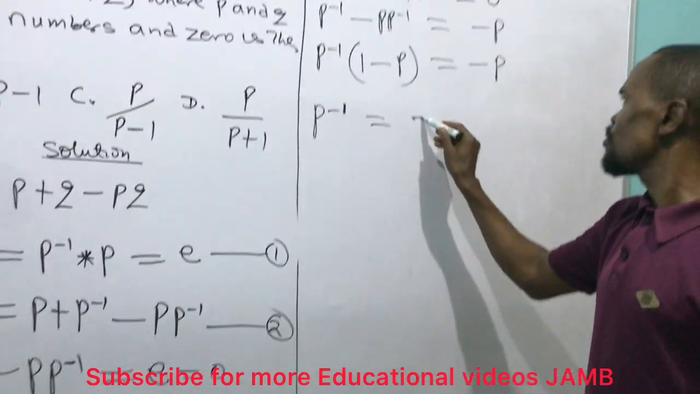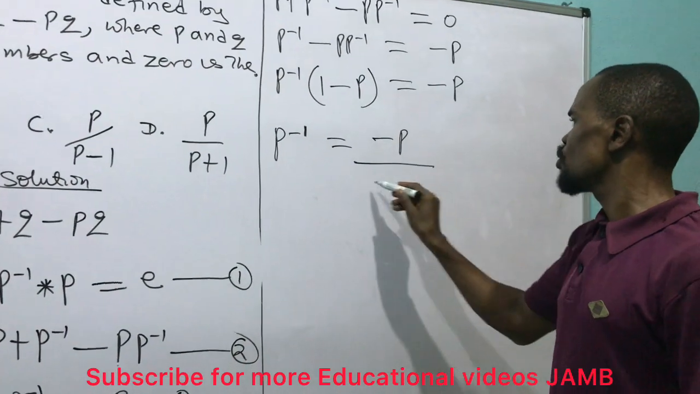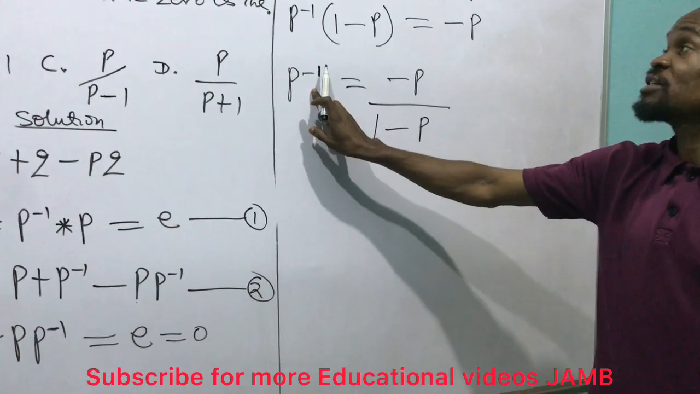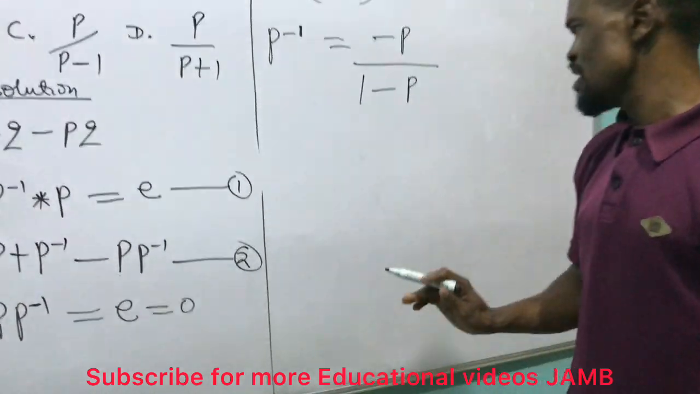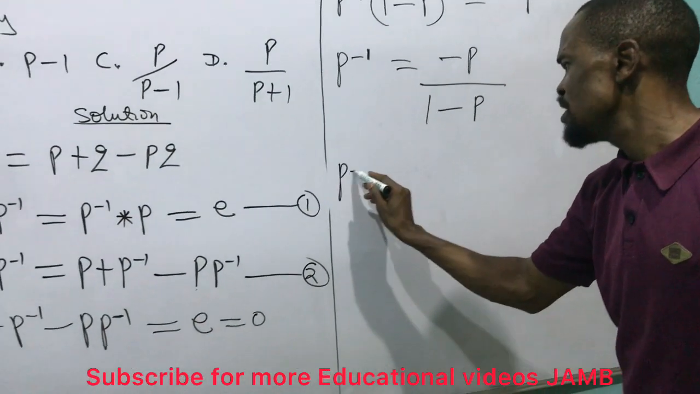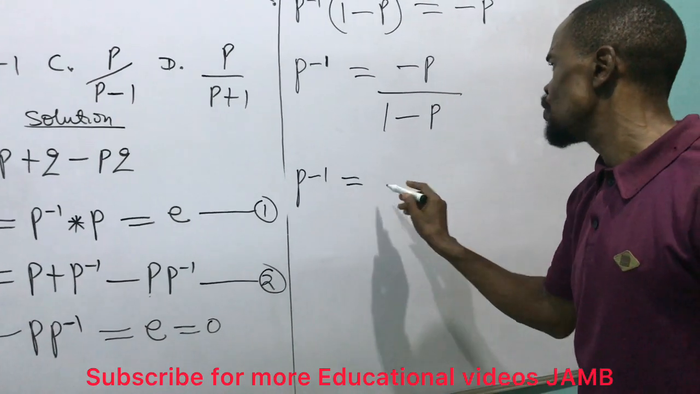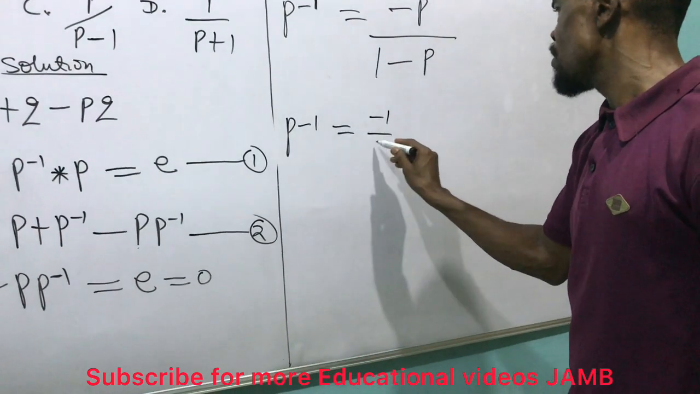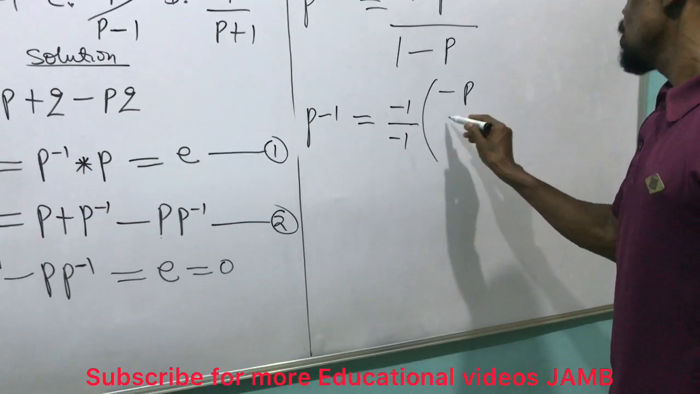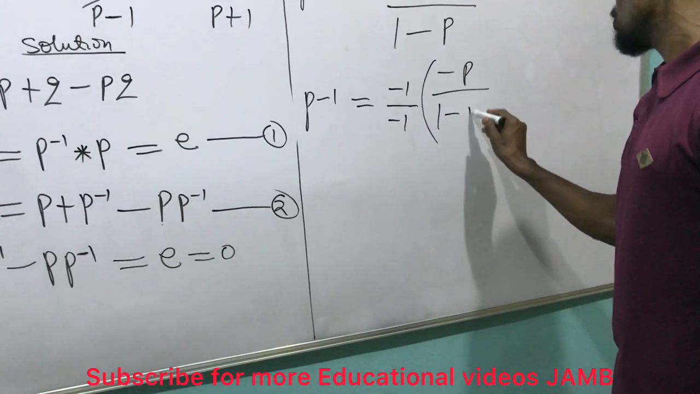Then making P inverse the subject of the formula, this will give me minus P all over 1 minus P. That's it. I'm making P inverse the subject of the formula. Then when I have done that, this particular answer can be written this way: minus 1 all over minus 1, multiplied by minus P all over 1 minus P.